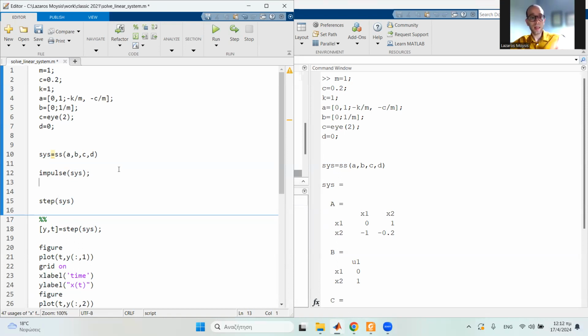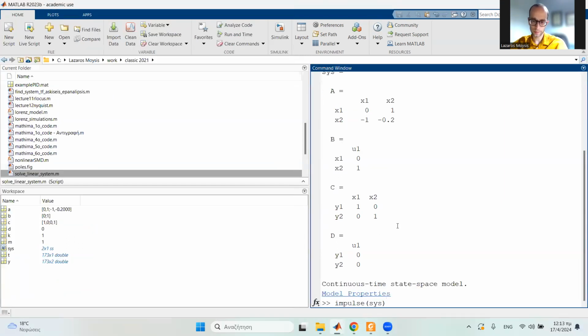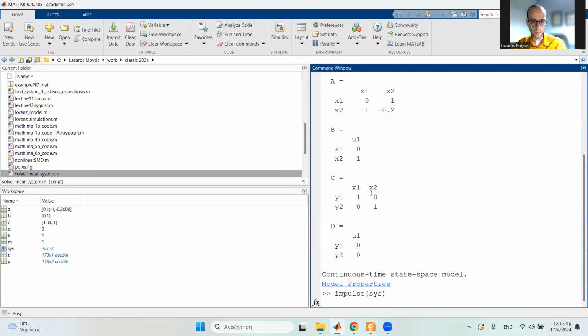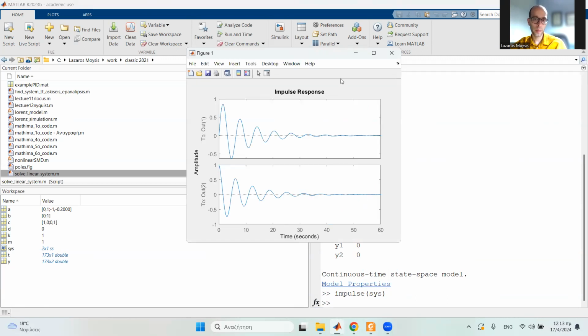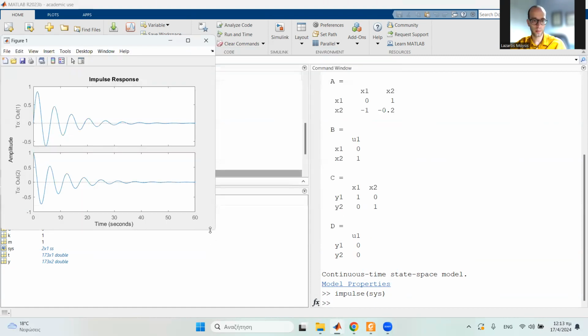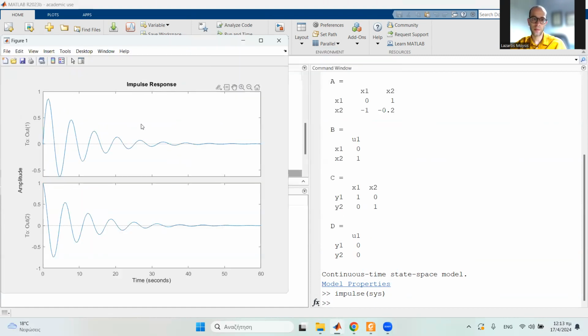So MATLAB has a built-in command called impulse. I can simply write impulse, and let's see, I immediately obtain the output of the system. Okay, so this is the impulse response as you see right here. The first graph depicts the displacement, which is the first state, and the second graph depicts the velocity, which is the second state. So easily as that, I can obtain the solution for my system, right? It is super easy and super fast.